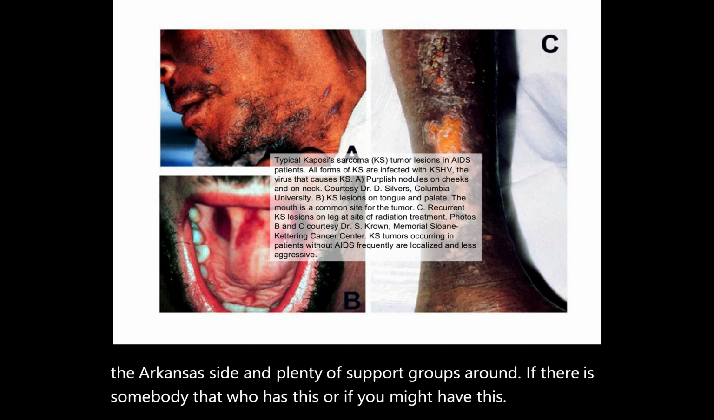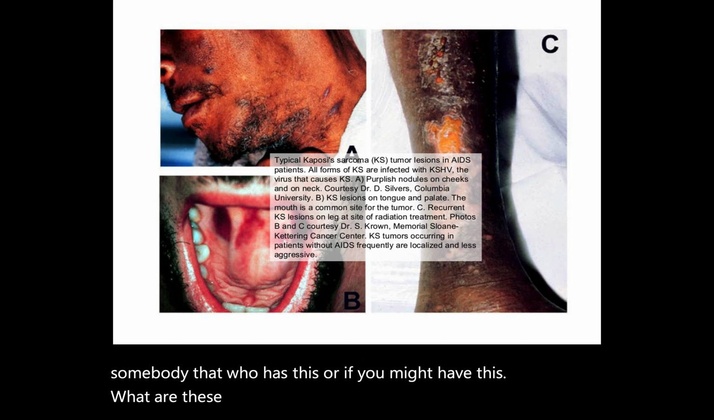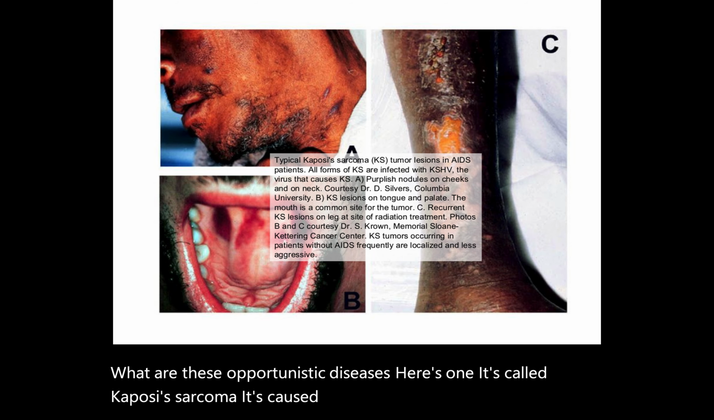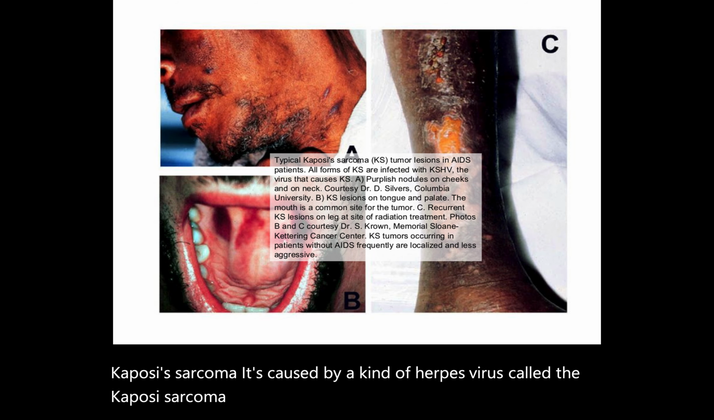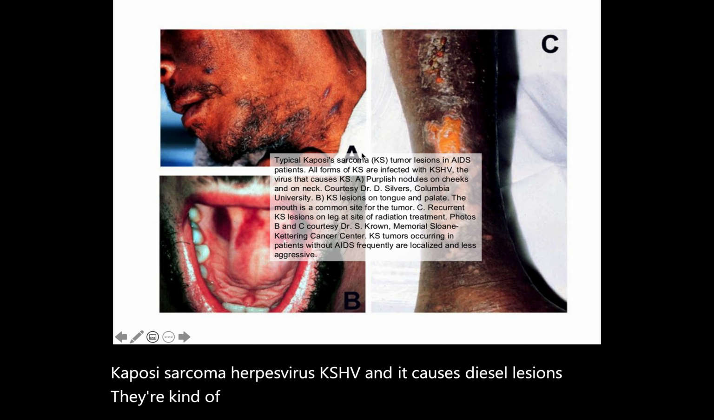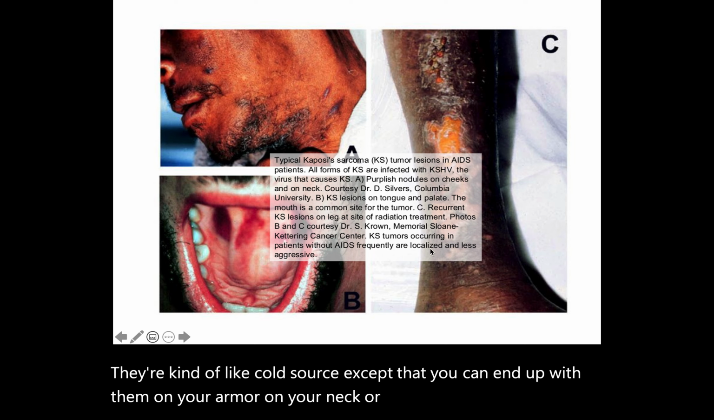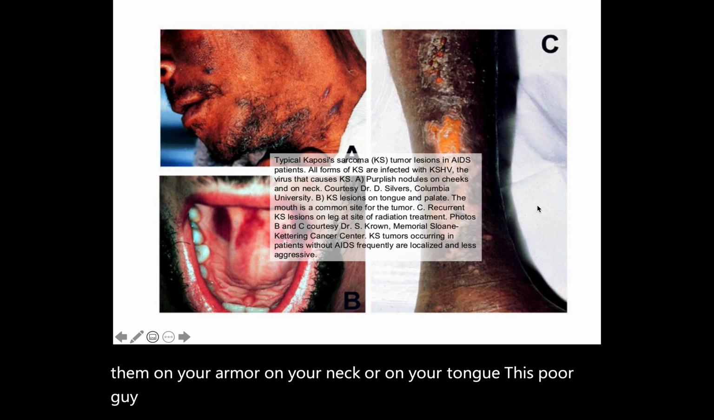What are these opportunistic diseases? Well, here's one. It's called Kaposi's sarcoma. It's caused by a kind of herpes virus called the Kaposi's sarcoma herpes virus, KSHV, and it causes these little lesions. They're kind of like cold sores, except that you can end up with them on your arm or on your neck or on your tongue. Look at this poor guy. That looks very, very painful.